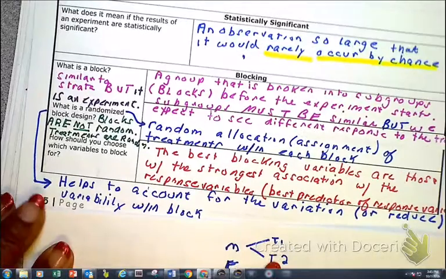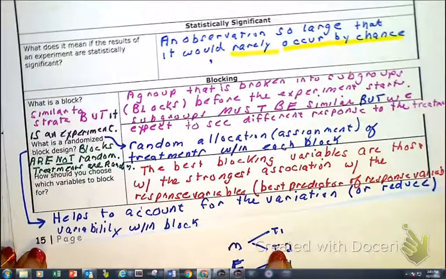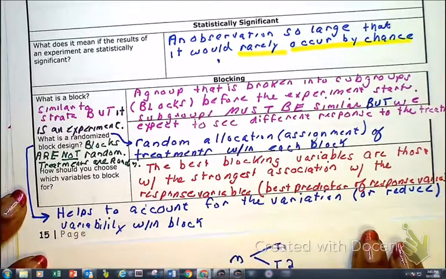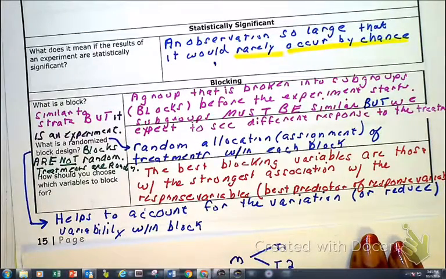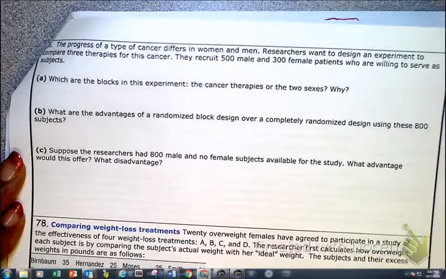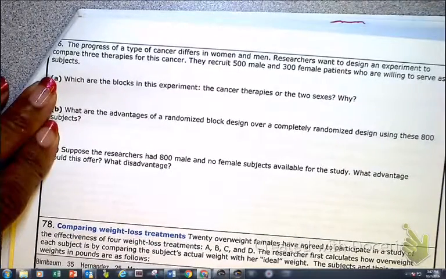But let's face it, isn't that what randomization does all the time? It reduces variability. Isn't that the whole reason behind it? Yes, it is. So let's do some examples. Turn to page 16 of your notes. And let's go ahead and read this.